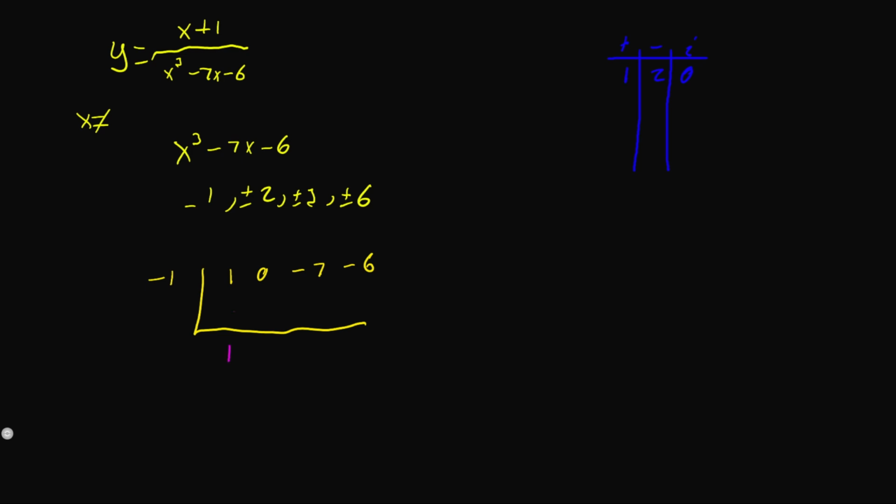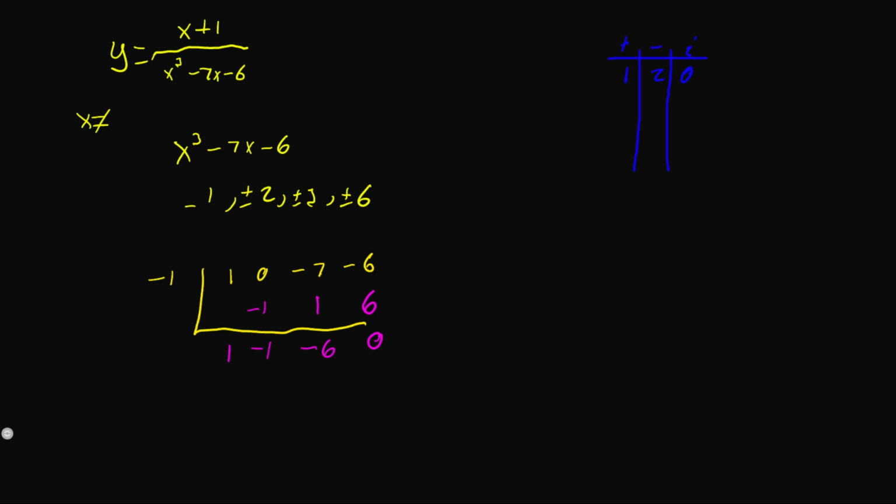And just do the same thing: drop down our first number, multiply by the number we're dividing by, and we have -1. Add, and do it again: multiply this number with this, giving us +1 because -1 times -1 equals +1. Now we're going to add, giving us -6. Now multiply -6 by -1, and then we place it up here, and we see that 6 minus 6 is equal to 0.